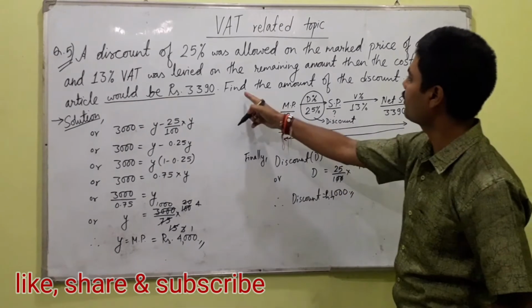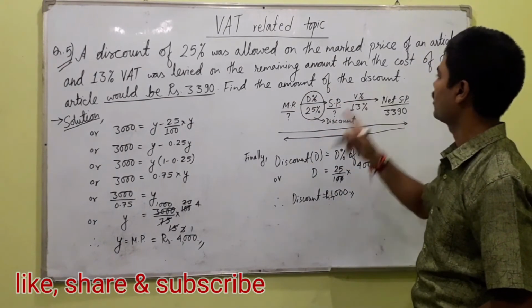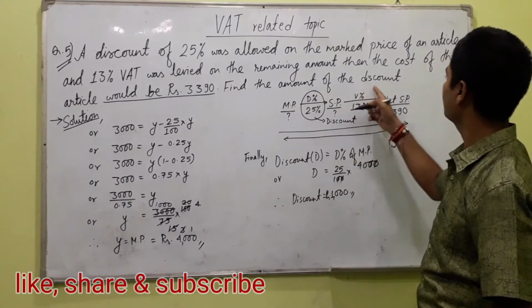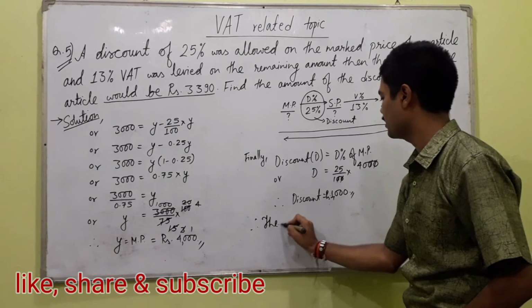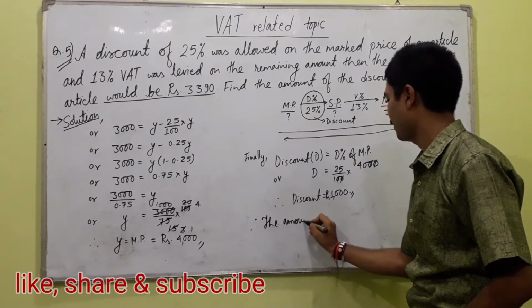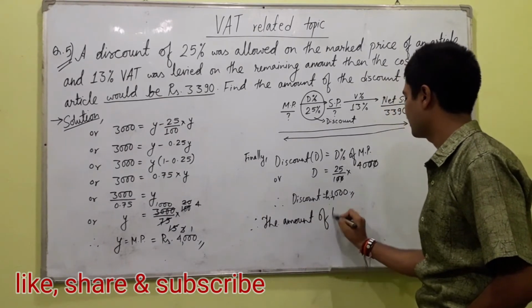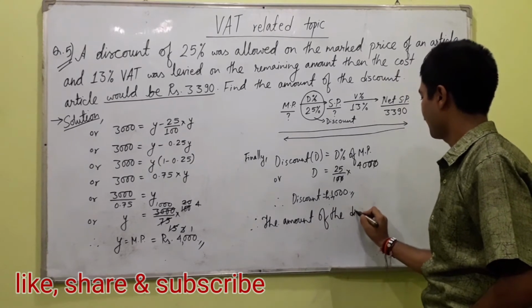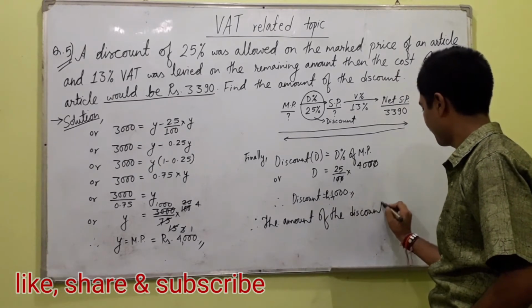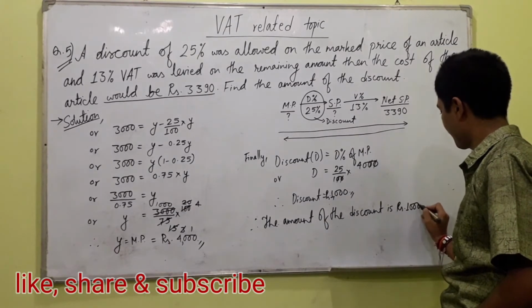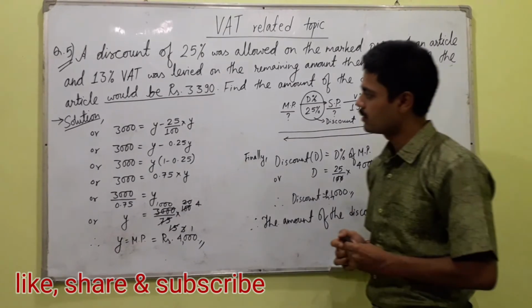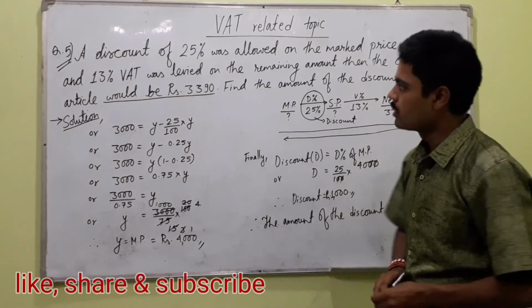So what is the question? Find the amount of the discount. The question is in the present tense, so we write the answer in present tense. The amount of the discount is rupees 1000, and this much for this question.